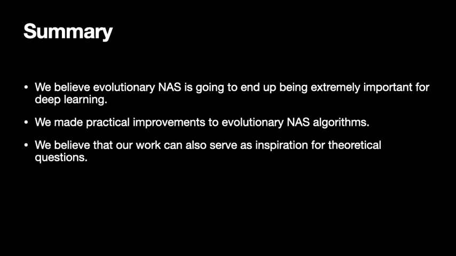In summary, we believe that evolutionary neural architecture search is going to end up being very important for deep learning. We made practical improvements to existing evolutionary neural architecture search algorithms by allowing them to look for completely new activation functions. And we believe that our work is going to end up inspiring multiple interesting theoretical questions.